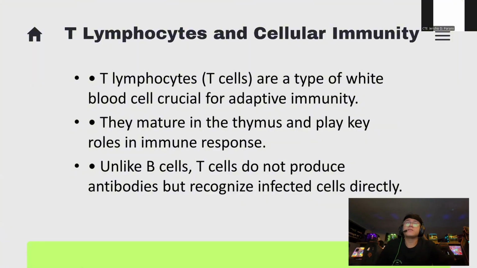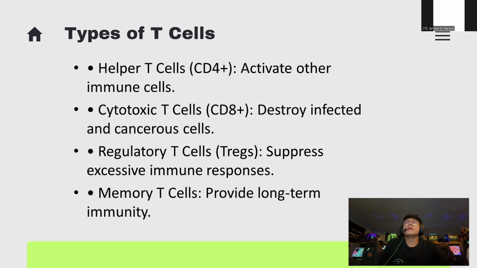Now, there are types of T cells. Is anyone familiar with T cells? These are the types of T cells: the helper T cells, the cytotoxic T cells, regulatory T cells, and memory T cells. Helper T cells activate other immune cells, and the cytotoxic T cells destroy infected and cancer cells, while the regulatory T cells suppress excessive immune responses. The memory T cells provide long-term immunity. We'll know the function of the different types of T cells later on.